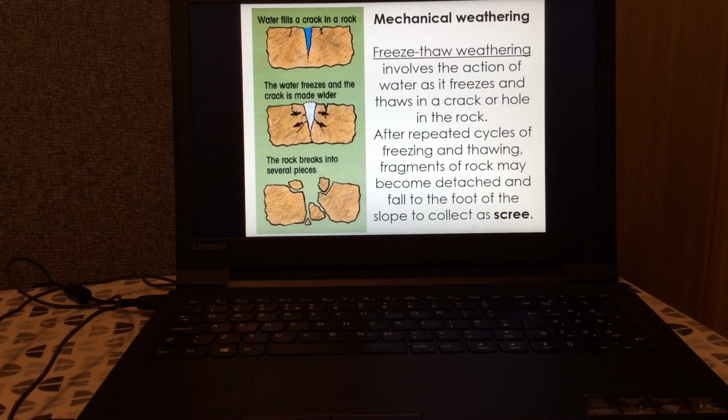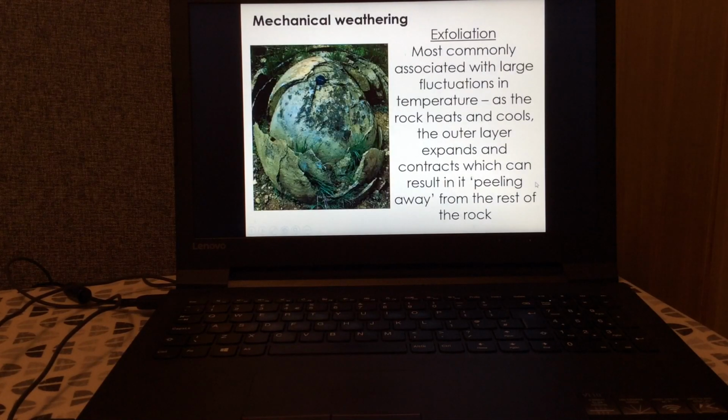that rock breaks into several pieces, or fragments of the rock break off and they fall to the bottom of the hill, if it's a hill. And if they fall to the bottom of the hill, they become known as scree. S-C-R-E-E, scree. The bits of rock that have broken off and fall to the bottom of a hill. So that's an example of mechanical weathering, kind of a force happening, exerting itself on a rock.